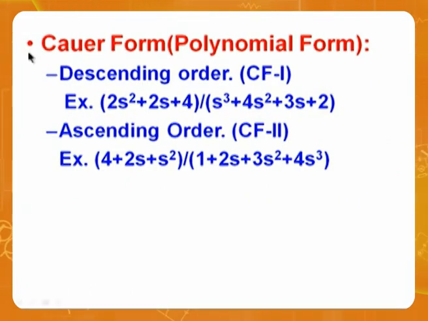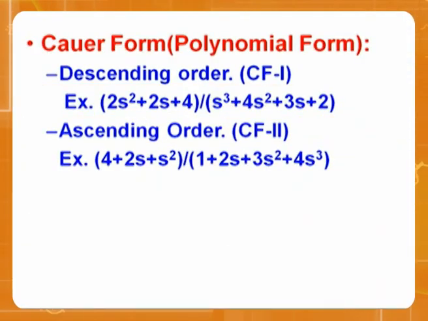Next, Cauer form. Cauer forms are of two types. If we take descending order, it's called Cauer form 1. If we take ascending order, it is called Cauer form 2. Look here, descending order, s square 2s plus 4, s cube 4s square plus, it is descending. Descending order is for Cauer form 1. Ascending order is Cauer form 2. They are not in factored form, they must be in polynomial form. When you are trying to get the circuit for the function, they must be in polynomial form.